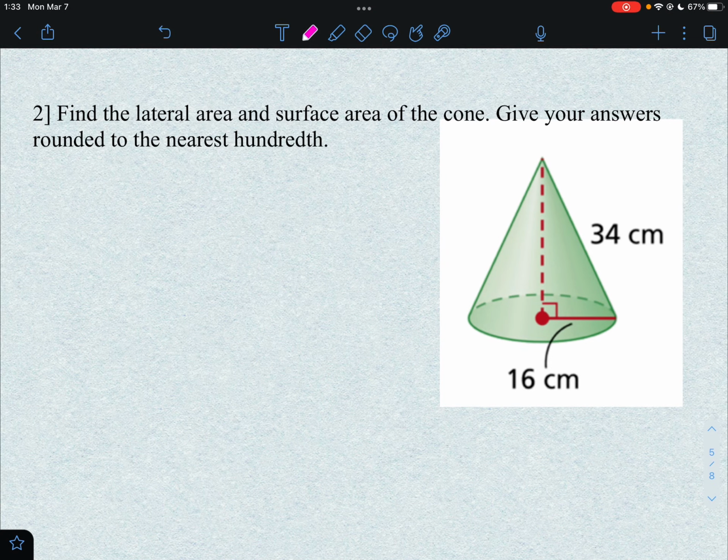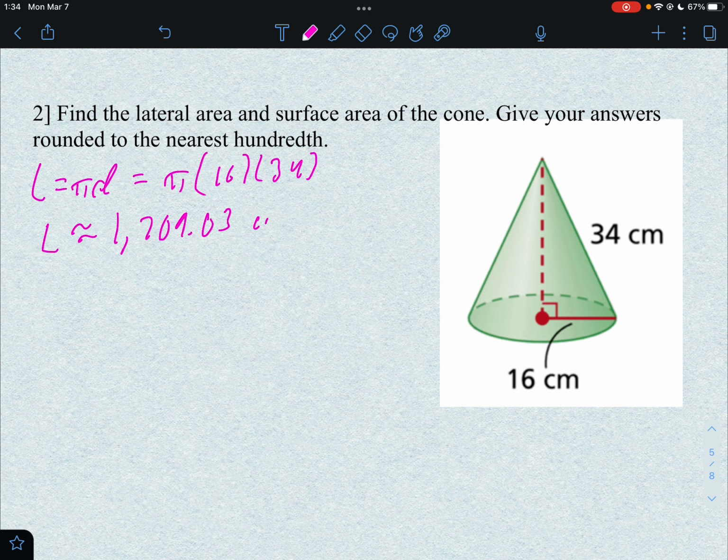Second one, we don't know everything here, but we actually do know everything that we need to know. We don't know the height, but the height is not part of any of our formulas here. So it's not important that we know it. So let's start with our lateral area, pi r L. That would be pi times the radius, which is 16, times the slant height, which is 34. Now it says to round to the nearest hundredth here, so we're not doing exact. So we type that all in as 1,709.03 square centimeters.